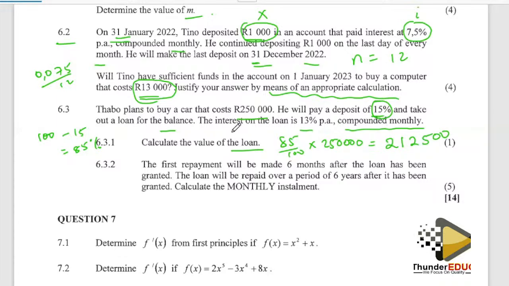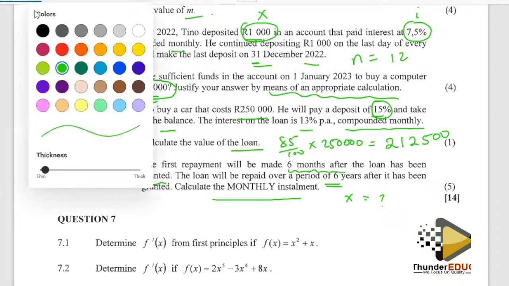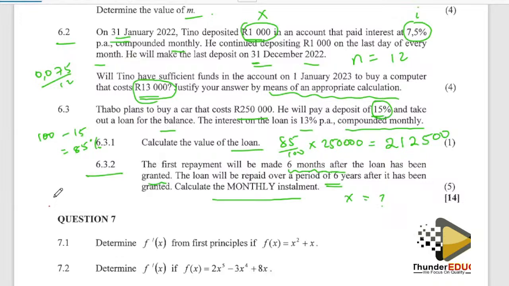Then 6.3.2: the first repayment will be made 6 months after the loan was granted, and the loan will be repaid over 6 years. Calculate the monthly installment. So they want the payment. Now, money can never be idle. It cannot just be kept and expect to pay whatever was agreed on initially. Money grows every other time.